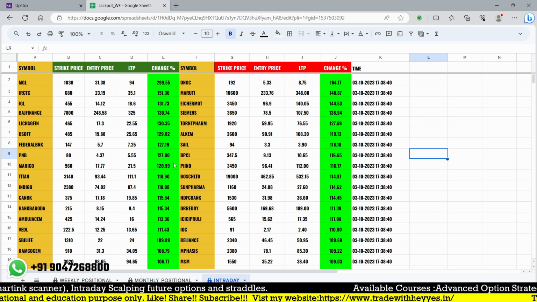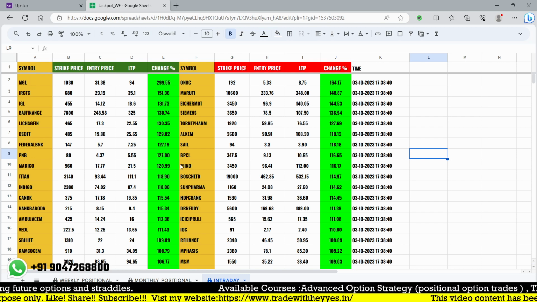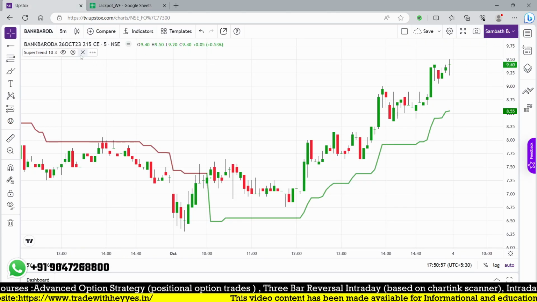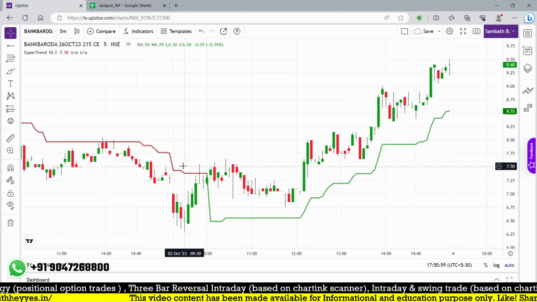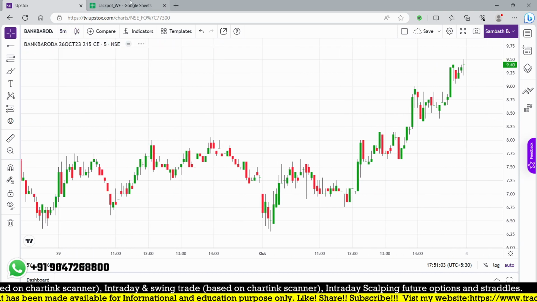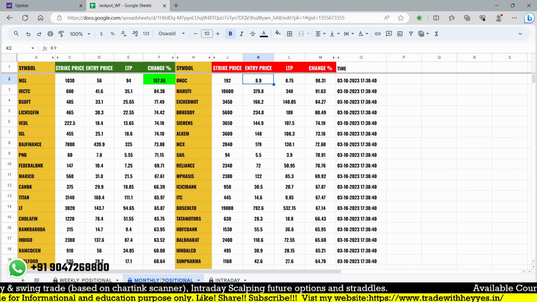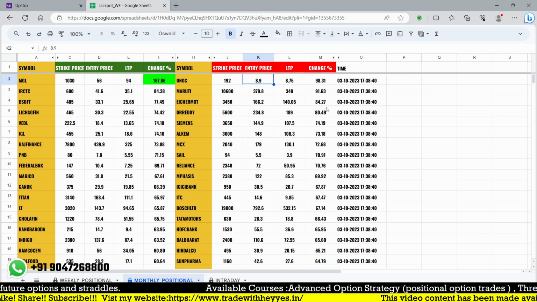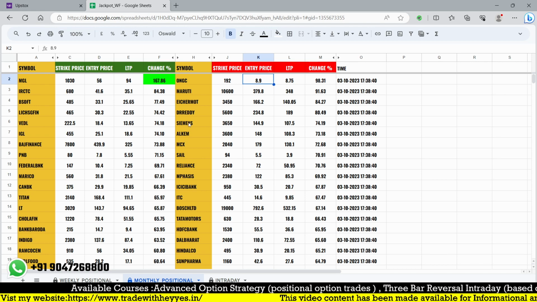I hope intraday goes well, and anyone who made a profit by using this Google Sheet, just ping me here in the chat box. This is not a recommendation, just an idea you can also use with Super Trend. The sheet will always give you a positional trigger. We have some monthly positional stocks, and nearby stocks will also be in the top list, and the bottom will be the put side and the call side.